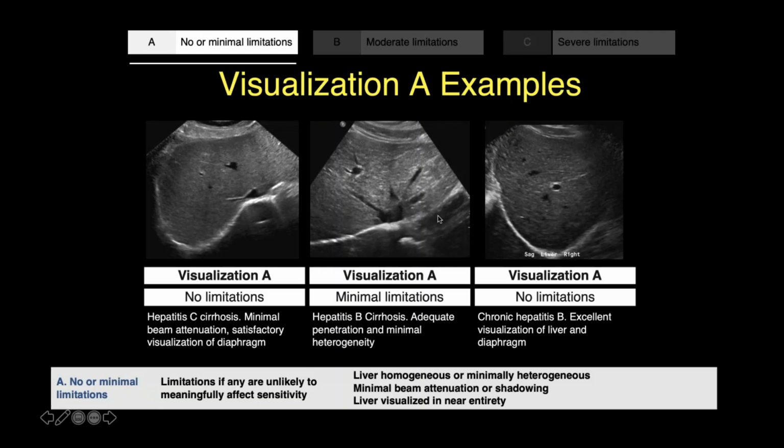The second example is a patient with hepatitis B cirrhosis, and although the liver is somewhat heterogeneous and we see more echoes in it, there's minimal heterogeneity. We still see the liver quite well, and so we would give this visualization A with minimal limitations. And then another example of a visualization A with no limitations. We see the liver quite well and the diaphragm.